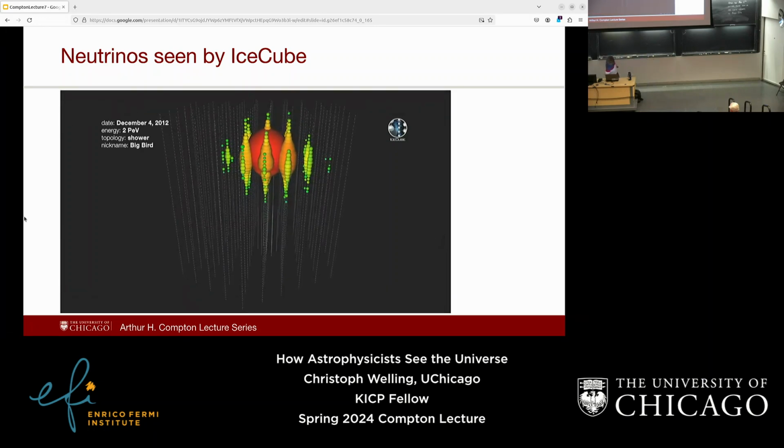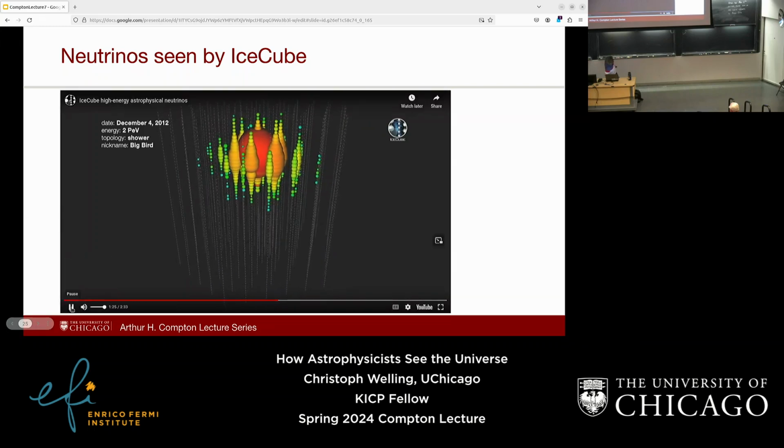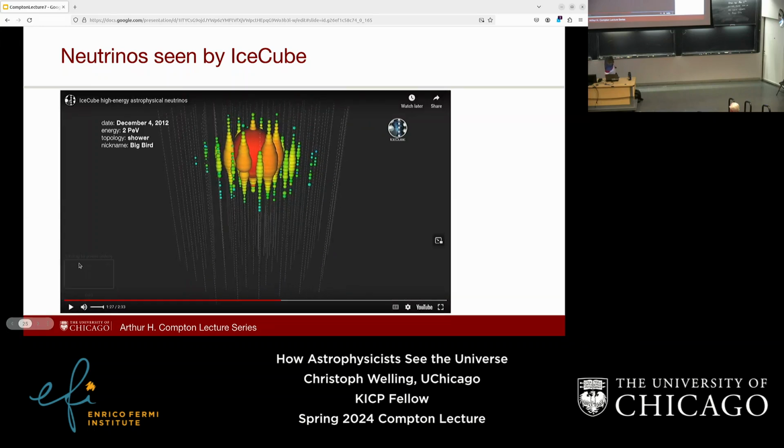Yes, hang on. Let me pause this so we get a good look. So the colors tell you the time. If it's red, that means it was very early. So you can tell that the sensors that measured this have to be really close to where the original interaction was.